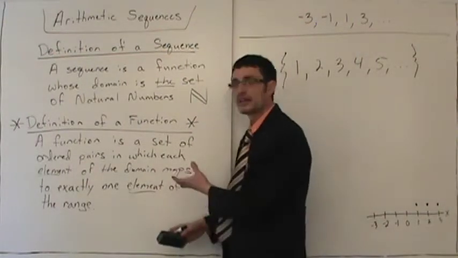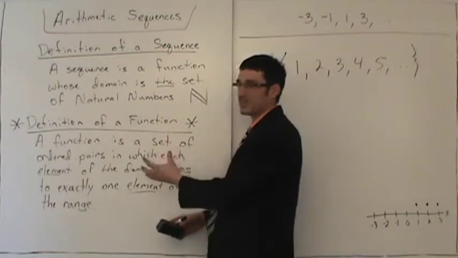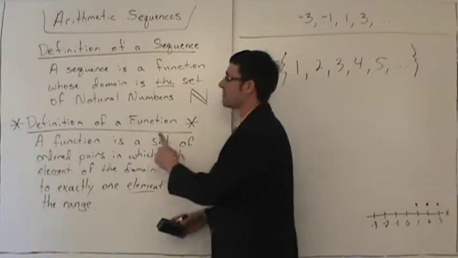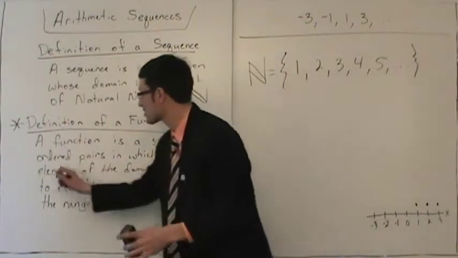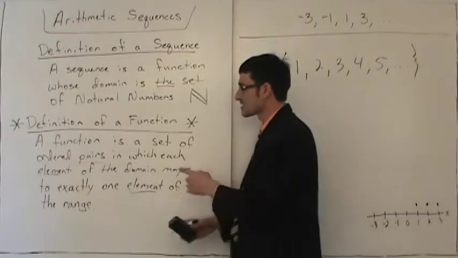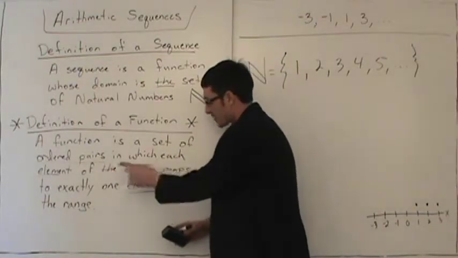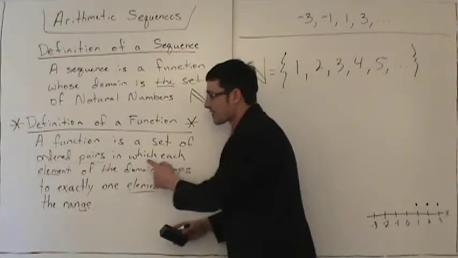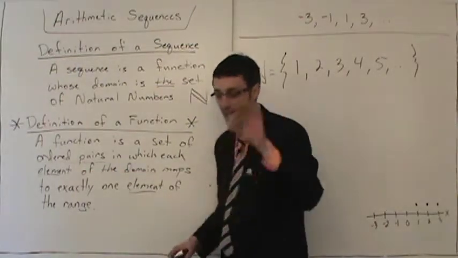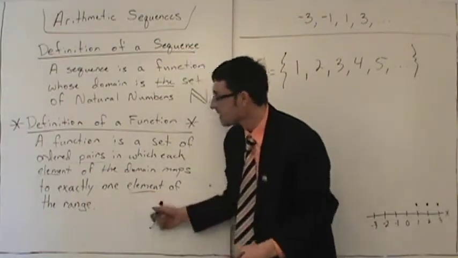Okay, so I'm going to reread this maybe to make it a little more clear. A function is a set of points. Okay, so ordered pairs are just points on a graph. A function is a set of points in which every number in the domain maps to exactly one number in the range.